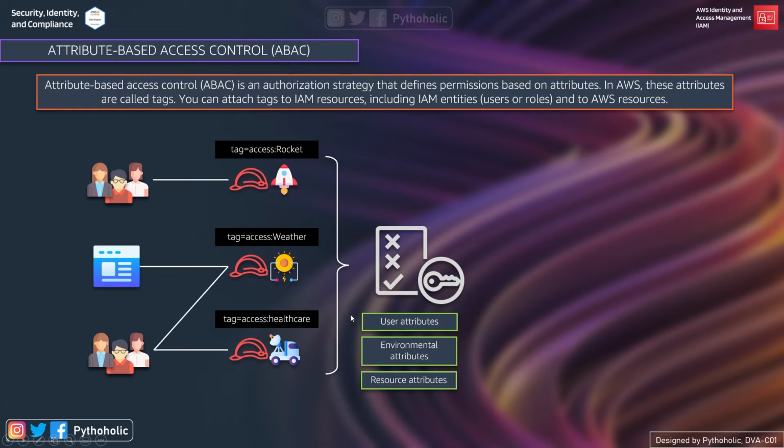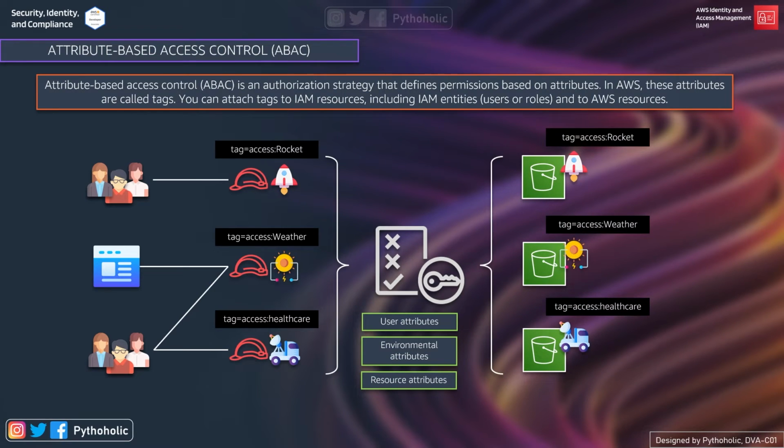And the policies attached will be based on 3 types of attributes. So it could be the user attributes, the environmental attributes, or the resource attributes. And the resources will be coupled with the access tags, which will allow users to use the same tags to make use of them. So as you can see here, we have the rocket tag, weather tag, and the healthcare tag for the S3 bucket. And the users, resources, or entities that have the same tag will be able to access the resources. So we have a resource called S3 bucket here, and they will be able to make use of that. The project will also be able to make use of that resource.